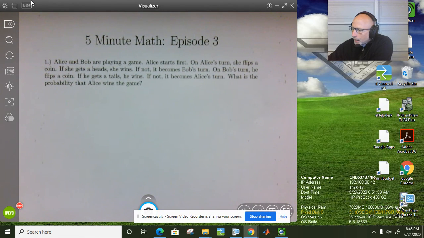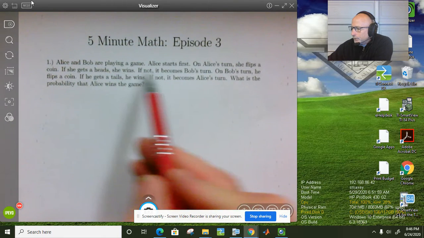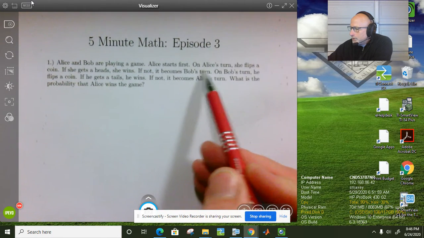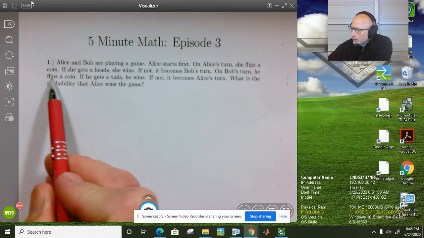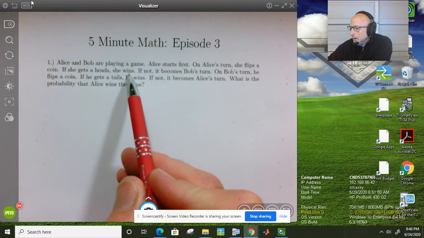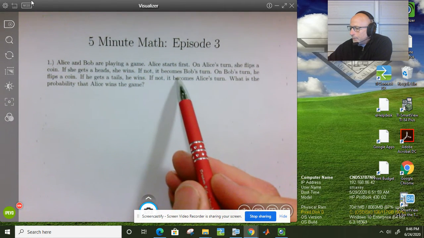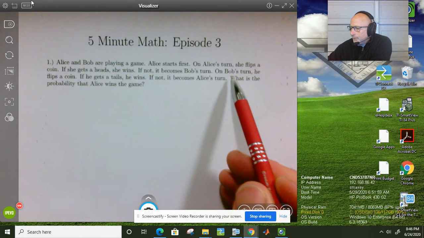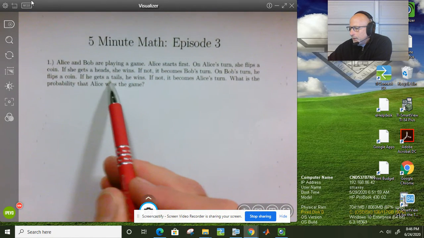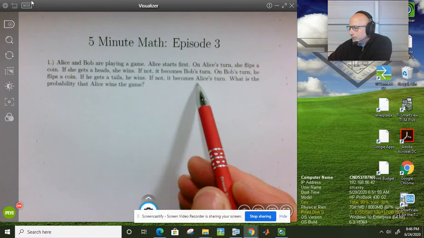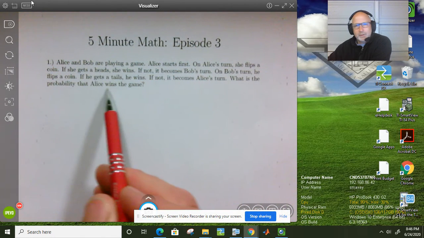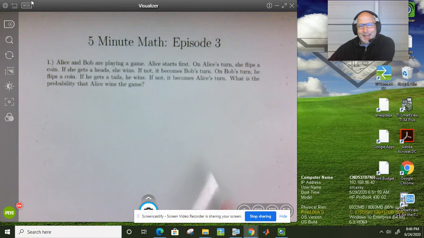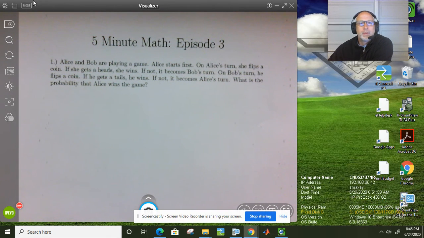Okay, so Alice and Bob are playing a game. Alice starts first. On Alice's turn, she flips a coin. If she gets heads, she wins. If not, it becomes Bob's turn. On Bob's turn, he flips a coin. If he gets tails, he wins. If not, it becomes Alice's turn. What is the probability that Alice wins the game? This is the classic arithmetic geometric sequence series question. I see this one pop up all the time.